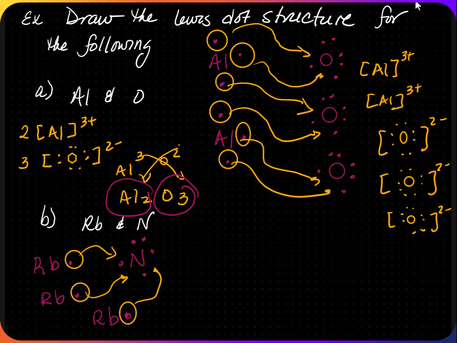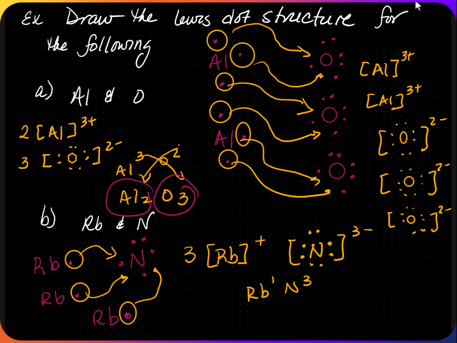If I rewrite this, Rb has no valence electrons, so it's just a positive, and there's 3 of them. Nitrogen has a full valence shell. There's only 1 of them, and this is a 3 minus. And if I write the nomenclature for Rb and N, the charge of Rb is 1, N is 3. If I crisscross my charge down, the 3 comes down here, the 1 comes down here, becomes Rb3N1. So I need 3 Rbs to 1 N.